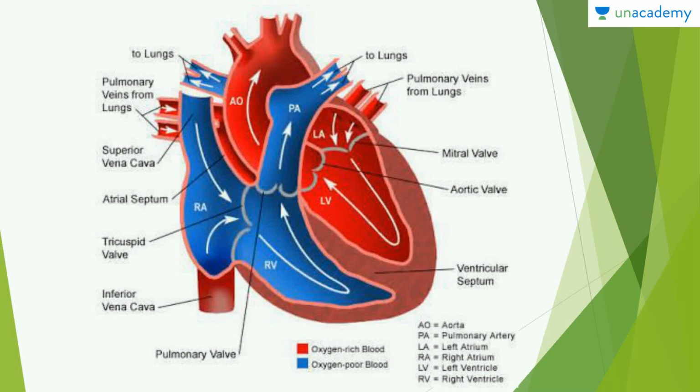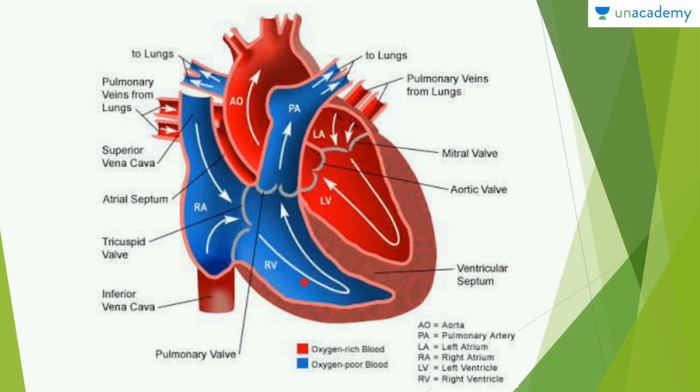Okay, let's talk about circulation here. We have the deoxygenated blood, which comes from the veins, the superior vena cava and the inferior vena cava, and which reaches the right atrium. Then from the right atrium, the deoxygenated blood moves into the right ventricle. Whatever you're watching in blue is representing deoxygenated blood.